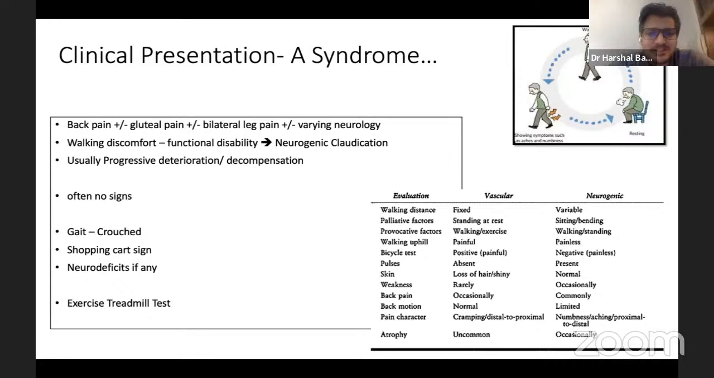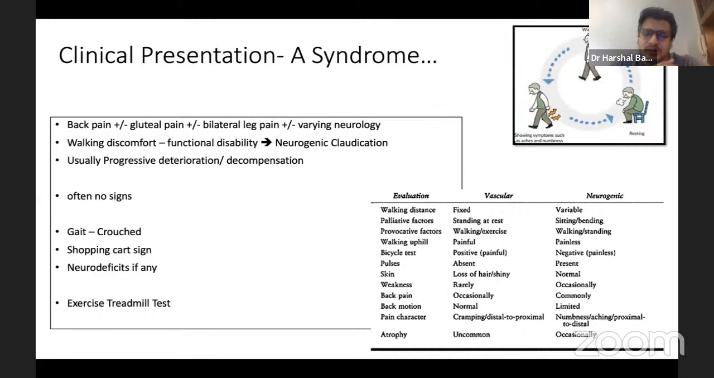So we must understand and differentiate between neurogenic and vascular claudication, because it is going to be an important determinant for us when we plan our treatment. Usually the symptoms are progressive. Patients eventually decompensate, and that is the time when they come to you. Lumbar canal stenosis' classical presentation is more symptoms and fewer signs. But a couple of signs: gait is important. The patient appears to be crouched.